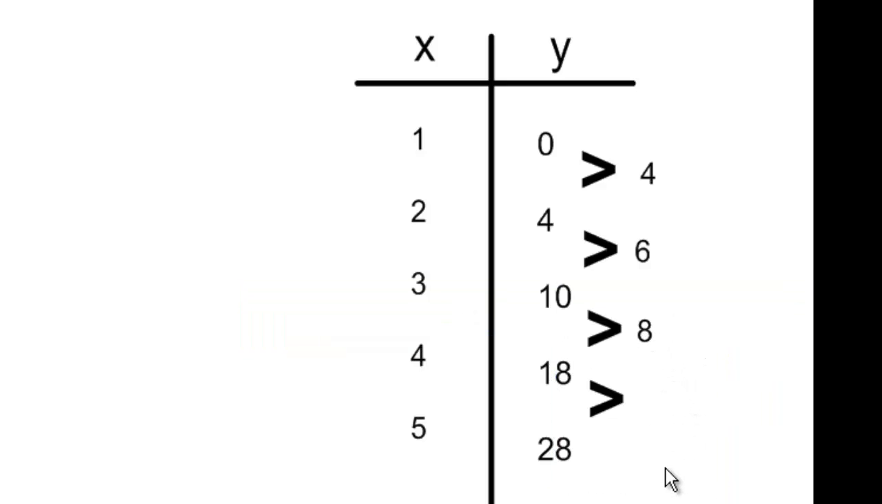From 10 to 18, I get 8. From 18 to 28, I get 10. So I can rule out that it's linear, because if it was linear, the first difference would be constant. I have to find a second difference.